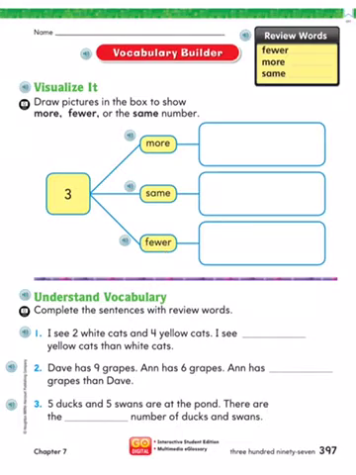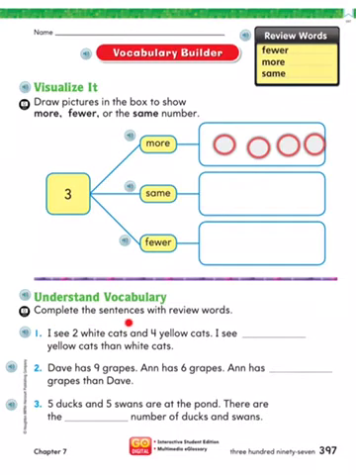So I'm just going to go ahead and do some circles here. I think I'll go 1, 2, 3, and 4. I did 4 circles because 4 is more than 3. Now you go ahead and do a number that is the same and a number that is fewer. Once you're done with that, move on to understanding vocabulary.